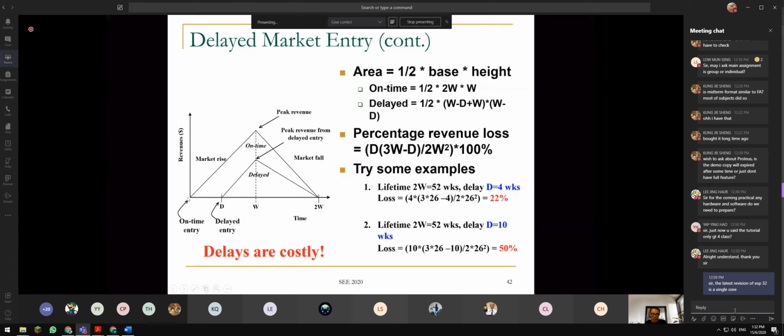So if it's a delay of 4 weeks, my loss is 22% off. If it delays for 10 weeks, the loss is 50% off. So it's fair also, when you delay a few days, then marks will be deducted lah. So that you learn the lesson that you cannot delay. You have to meet the deadline.